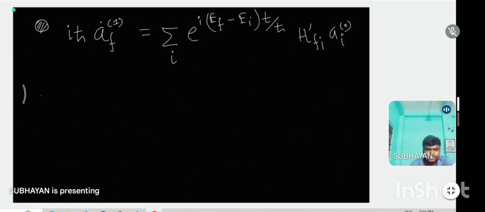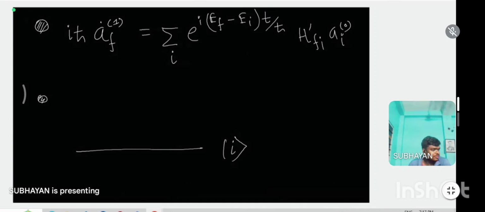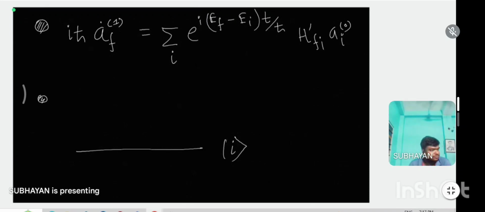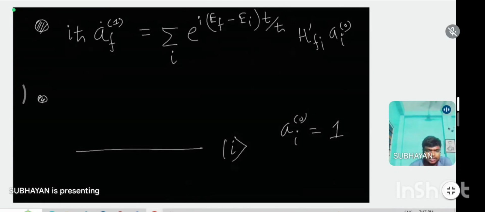Now we set up the system initially at the ith state. Suppose the wave function is I, so the system is initially at the ith energy level. That means A I naught is equal to 1. Initially the system was in the ith level, so A I naught is equal to 1. And for the other terms, I can use another index for convenience: this is summation over j, and this is a j.